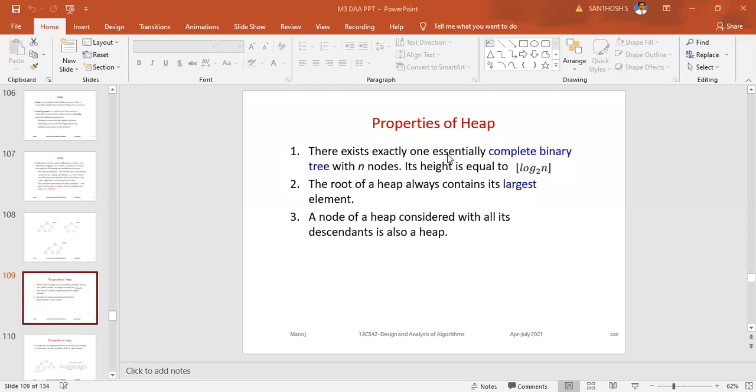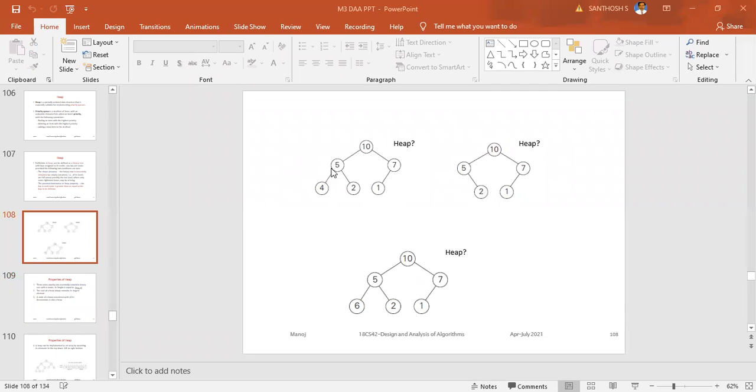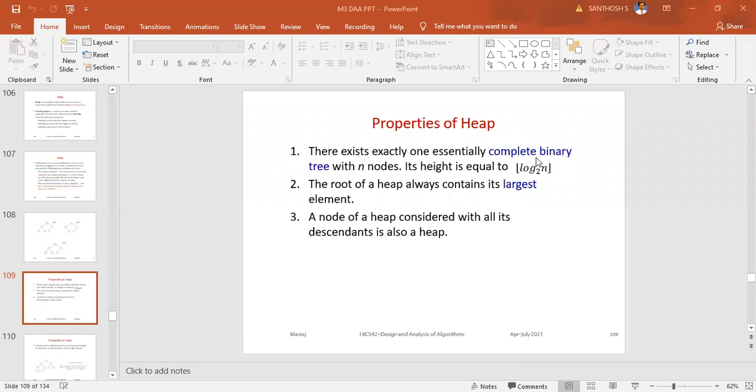There exists essentially one complete binary tree. When you say it is a complete binary tree, each and every node has two children except the last level nodes. So at each and every level there are two children for each node except the last level. Here you can see that in the last level one right child is missing. That's why we consider this a complete binary tree.